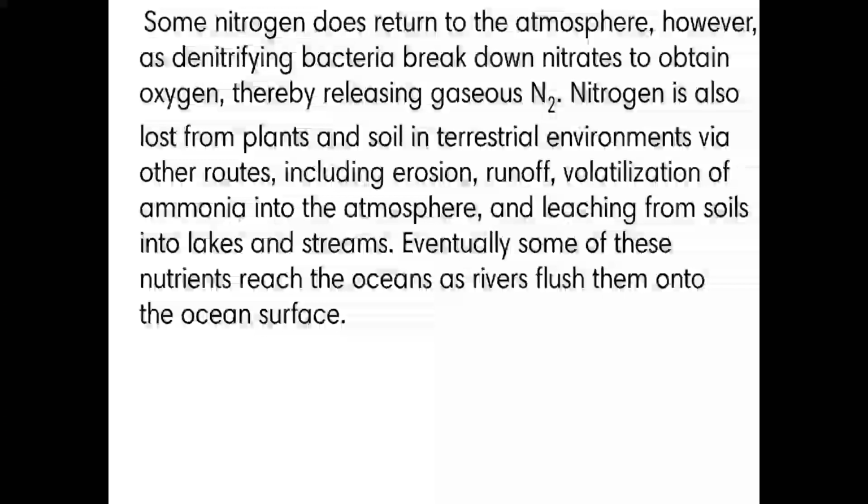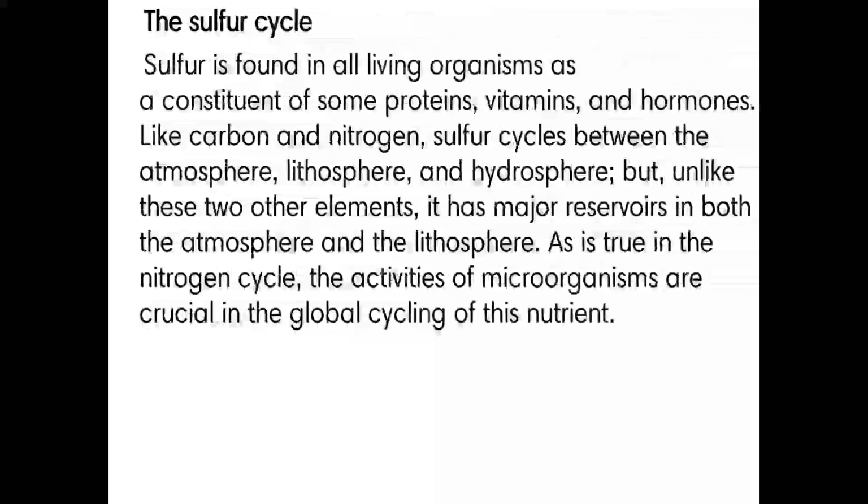Nitrogen is also lost from plants and soil in terrestrial environments via other routes, including erosion, runoff, volatilization of ammonia into the atmosphere, and leaching from soils into lakes and streams. Eventually, some of these nutrients reach the ocean as rivers flush them onto the ocean surface.